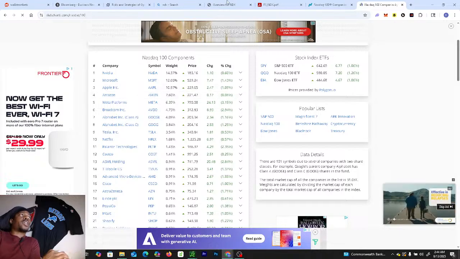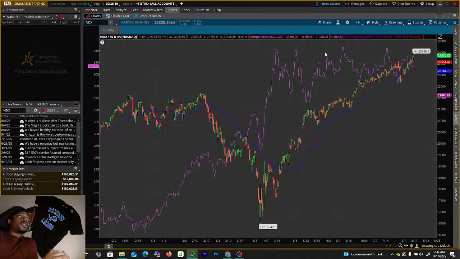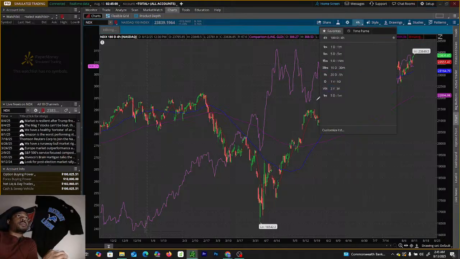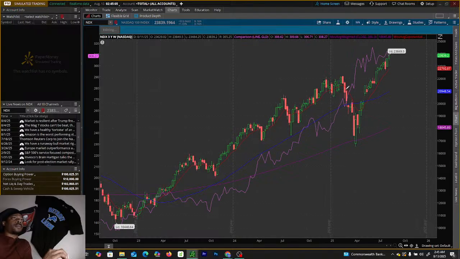That's if you're doing short-term trading. Because if we go back to the chart and look at the overall performance, let's look at the last 3 years. Boom. It goes up. It does extremely well.